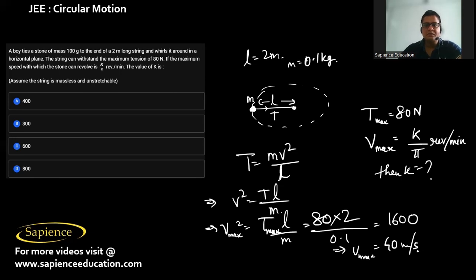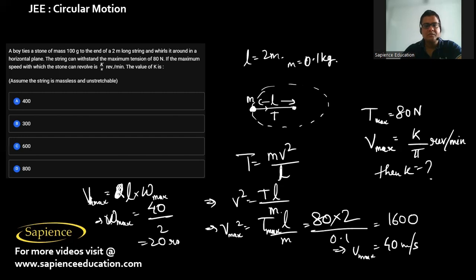Now 40 meter per second, we have to find in revolutions per minute. Now V is equal to R omega. V max will be equal to R, R means L, L into omega max. So omega max will be equal to V max by L. So 40 by length, that is 2 meters. So it is 20 radian per second.